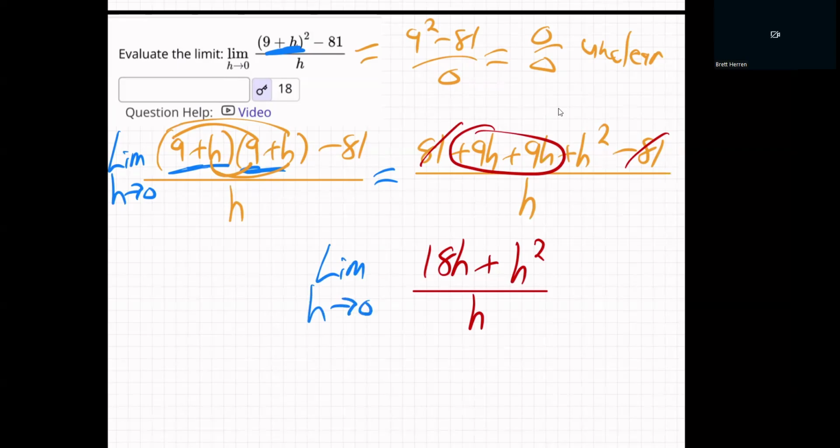Okay. Now, you might think, okay, do it again. So plug in 0 in the top and bottom. Well, you're still going to get 0 over 0, right? Still unclear. It's still not going to work. 0 over 0 does not mean 0. It does not mean infinity. It's unclear. So we have to do something else.